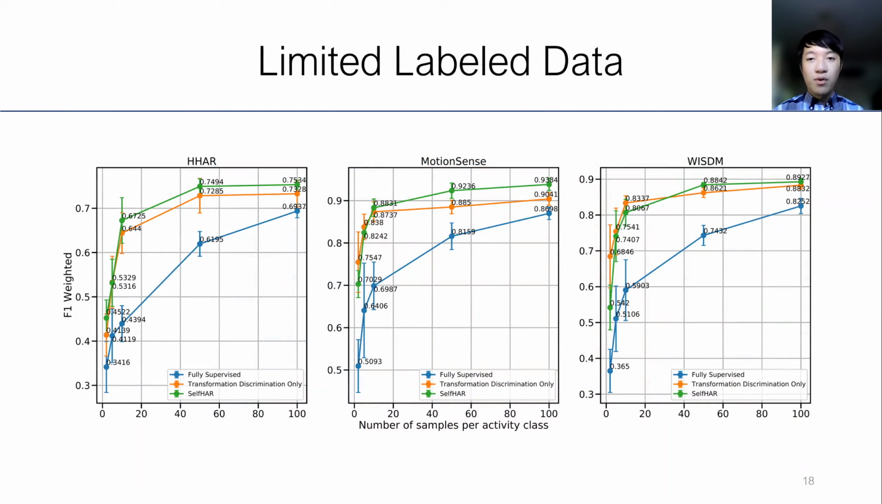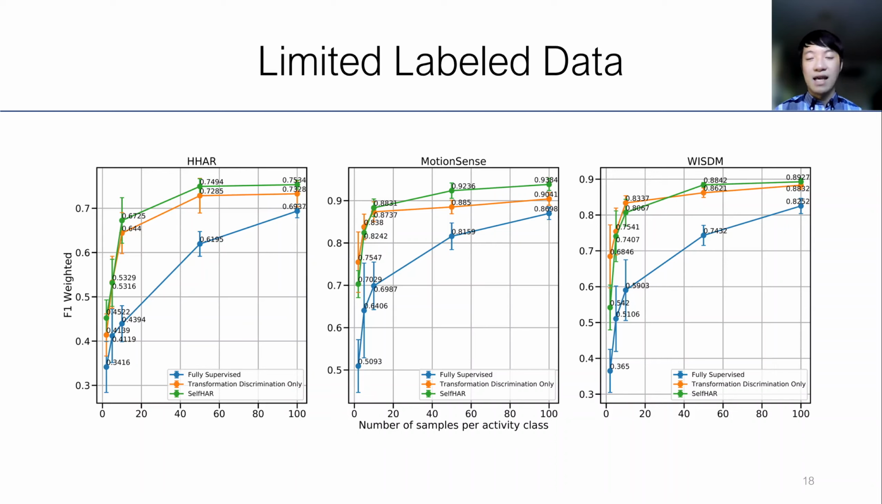And further, we want to see how well our method performs when there is limited labeled data. This scenario corresponds to a more commonly studied scenario in semi-supervised learning, where we have a very limited number of samples. So here we limit the number of labeled samples per activity class to 2, 5, 10, 50, or 100.